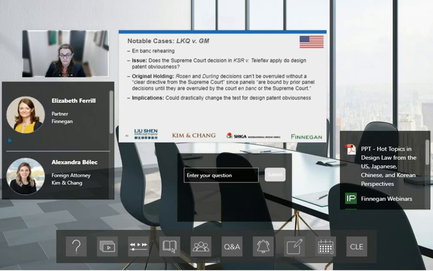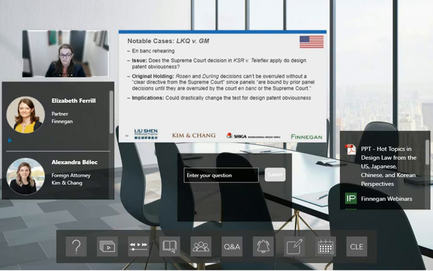And this could have some pretty big implications if the case does come down and changes the test for obviousness. And that's because every design patent that is enforced today in the United States was examined by the US Patent Office under the Rosen and Durling test. So if the Rosen and Durling test is eliminated or changed, that could have an impact on the obviousness analysis of every design patent that's enforced right now.